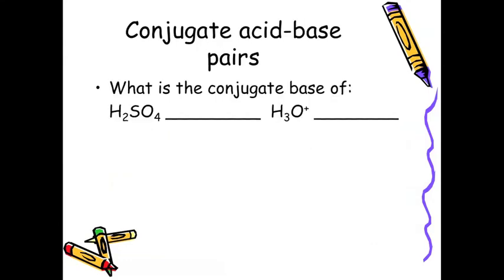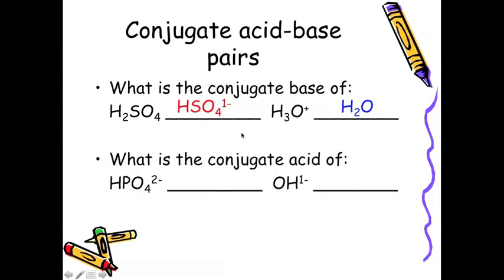You can do this a slightly simpler way. You can just take a look at H2SO4 and say the conjugate base of that is HSO4 1 minus. The simple way of describing how you get a conjugate base is to lose a proton. To form a conjugate base, just lose a proton. So H3O plus, lose a proton, H2O. There you go.